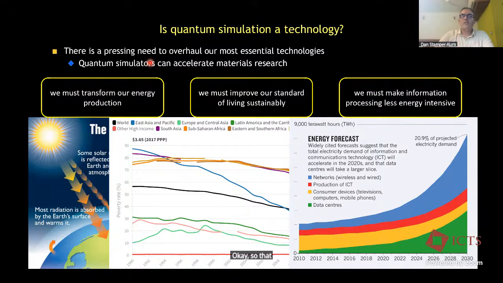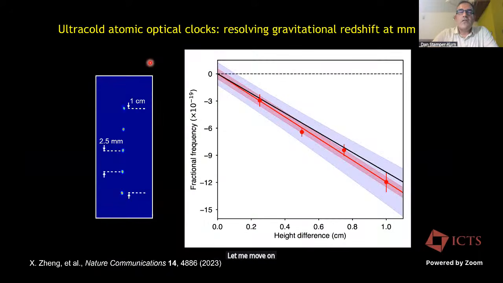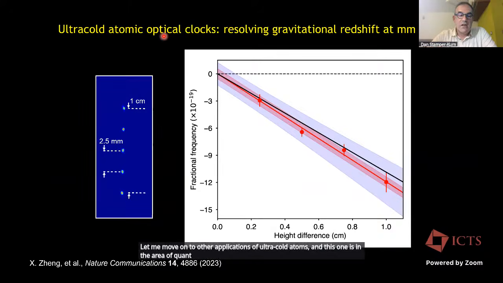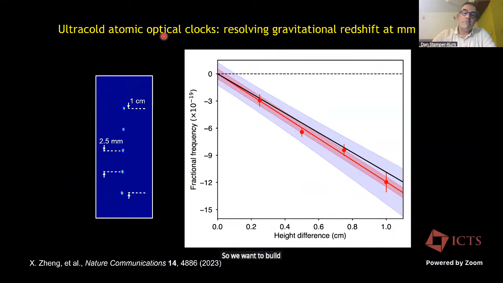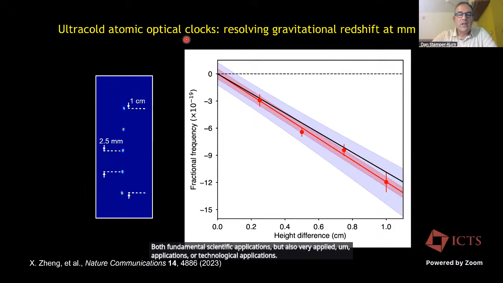Okay, so that's quantum simulation. Let me move on to other applications of ultracold atoms, and this one is in the area of quantum sensing. So we want to build quantum-based devices that can measure the natural world ever better, and this has applications, both fundamental scientific applications, but also very applied or technological applications.